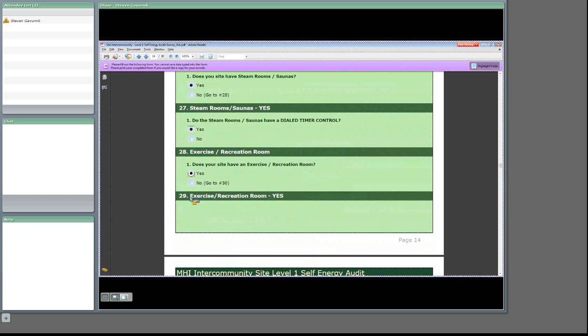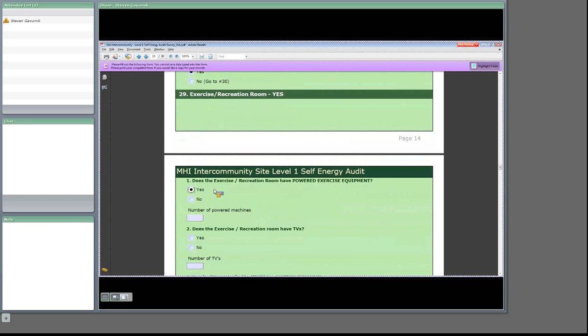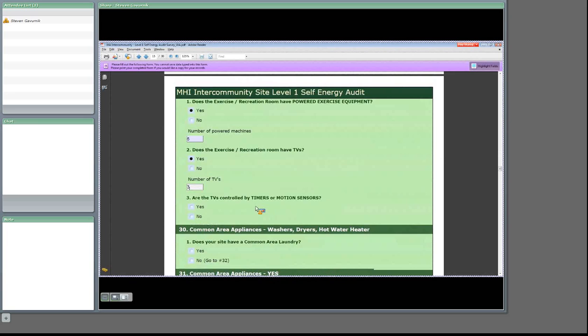Section 29, if you answer yes, does the exercise room have powered exercise equipment? So if you indicate yes, just tell us how many you have and whether or not there are any TVs, the number of TVs you have in the room. And are the TVs controlled with a timer or motion sensor?